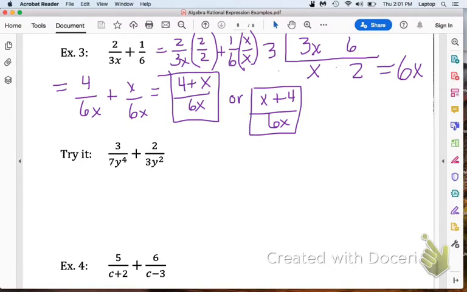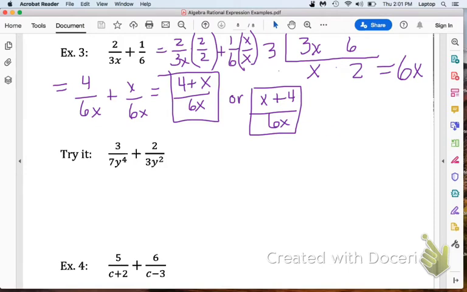All right, so looking at 7y to the 4th and 3y squared. 7 and 3 both go into 21, right? That's probably the closest number that they both go into. Then when we're looking at the variables, since they both have a y, you want it to be the one with the highest exponent. So I know that my LCD, my lowest common denominator, would be 21y to the 4th.